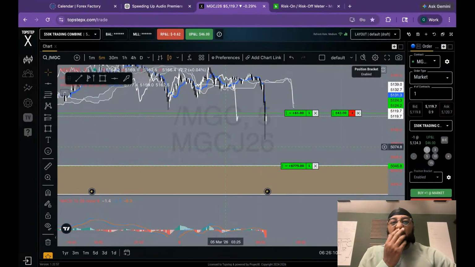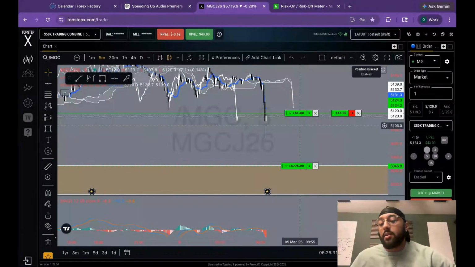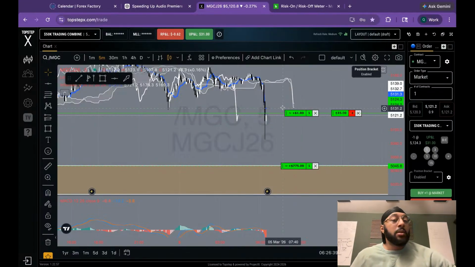Getting close to break even. Could hit stop loss here. Not gonna change anything. We'll just see how it plays out. Order filled. Or it could continue dumping and be the biggest trade of my life. Who knows? But this is good to see.